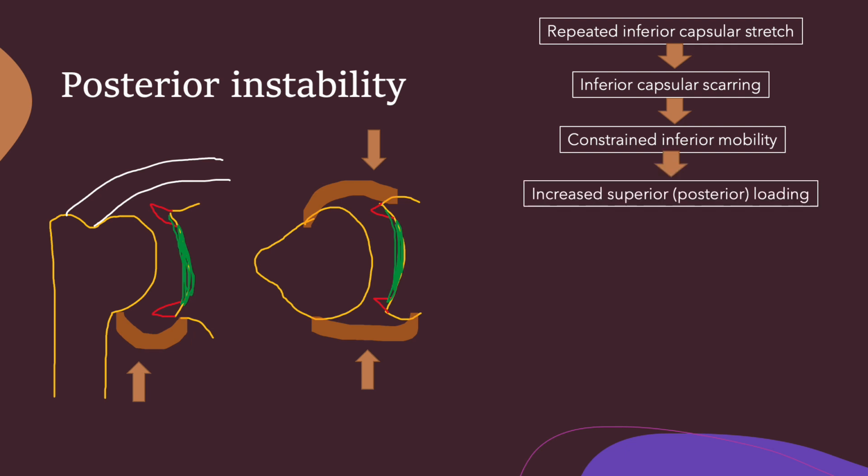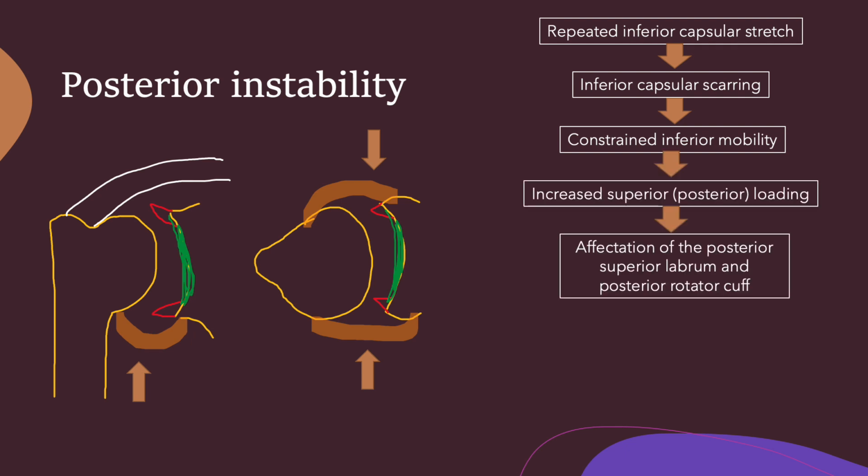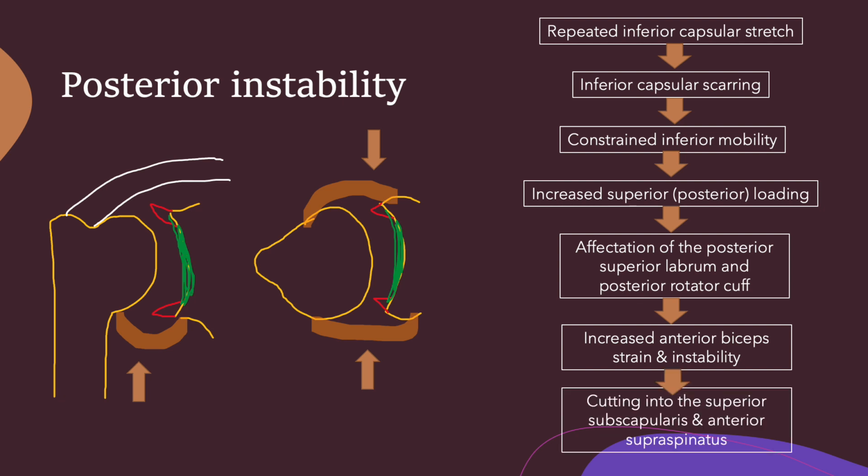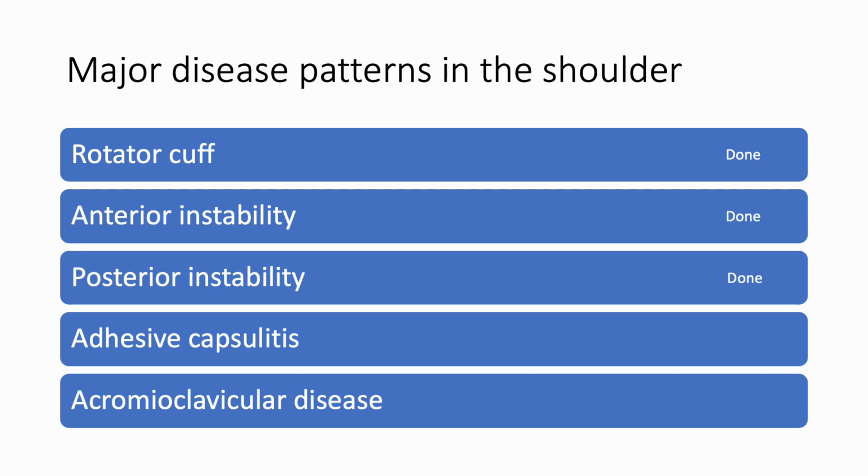especially. This starts to load on the posterior superior labrum and the posterior rotator cuff, so the posterior supra and anterior infraspinatus. This leads to increased loading. As they push forward, they will load on the biceps and lead to biceps instability, and that biceps will then lead to cutting changes on the anterior supra and superior subscapularis. Okay, so we've talked about posterior instability in the acute and the chronic phases.